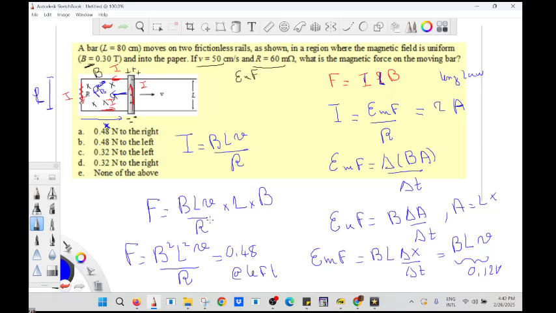Okay, make sure this is correct. So the current is the EMF, BLV over R, yes. So that will be BLV, that will be the current, times L times B, so B squared, L squared, V over R, yes. Okay.